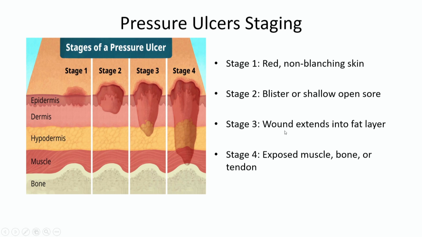Stage 3, the wound extends into the fat layer, the hypodermis. This is the fat layer. The wound is extending below from epidermis to dermis and dermis to hypodermis. And stage 4, exposed muscle, bone, or tendon. It has reached the muscle and bone by this stage. So these are the stages of ulcer formation in pressure ulcer.